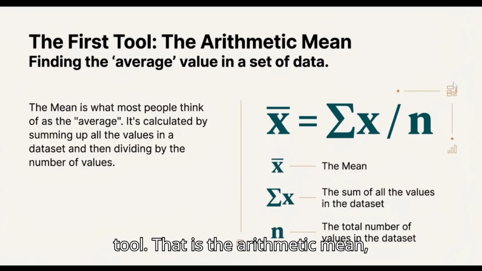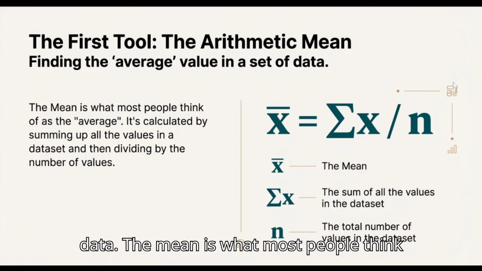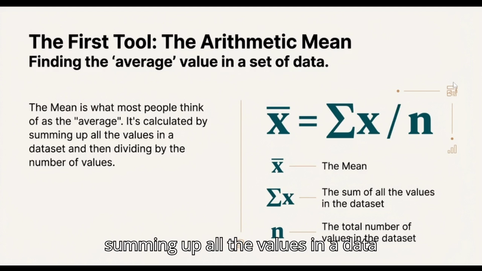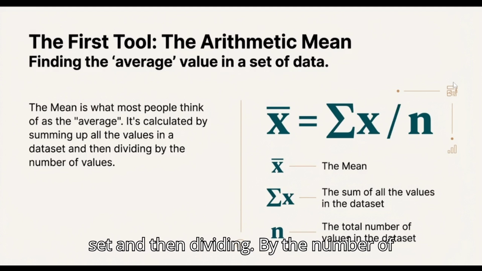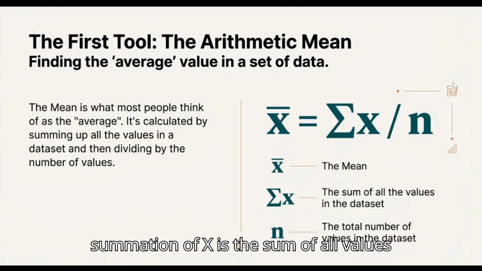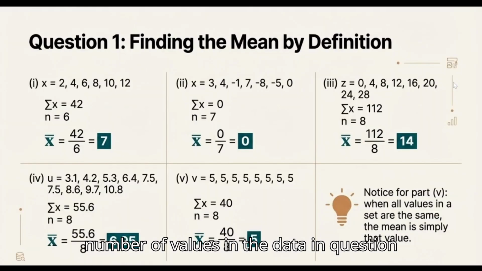The first tool is the arithmetic mean, finding the average value in a set of data. The mean is what most people think of as the average. It is calculated by summing up all the values in a data set and then dividing by the number of values. Here x bar is the mean, while the summation of x is the sum of all values in a data set, and n is the total number of values in the data.